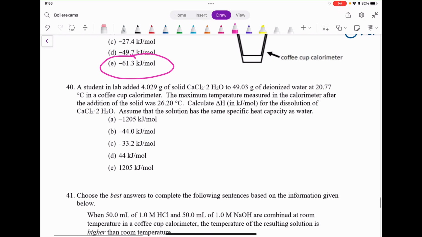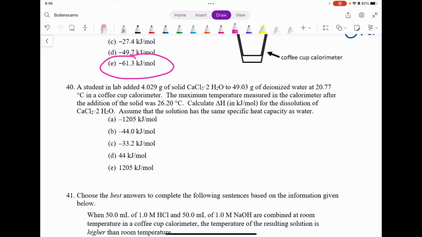40. A student in lab added calcium chloride dissolved in water to deionized water at some temperature in a coffee cup calorimeter. The max temperature measured in the calorimeter after addition of the solid was 26. So it heated up a bit. Calculate the delta H in kilojoules per mole for the dissolution of calcium chloride in water. Assume that the solution has the same specific heat as water.